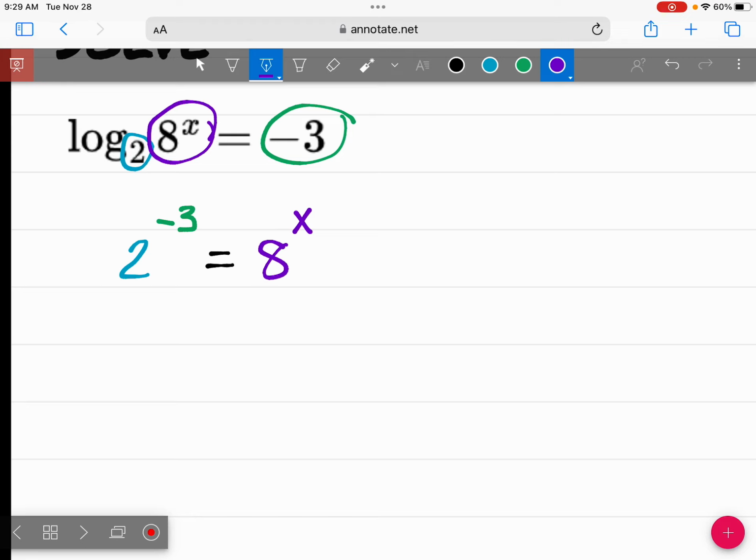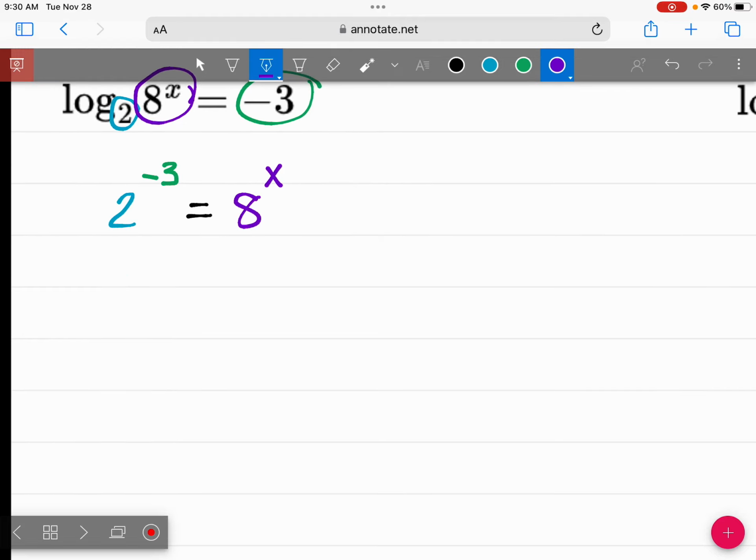Yes, but we're going to do a few steps in between. What can I do to solve this if we didn't spot it right off the bat? They need to have the same base. How can I write 8 with a base of 2? 2 to the 3rd. 8 is the same thing as 2 to the 3rd. So we can rewrite this as 2 to the -3 equals 2 to the 3rd to the x. Means we multiply our exponents.